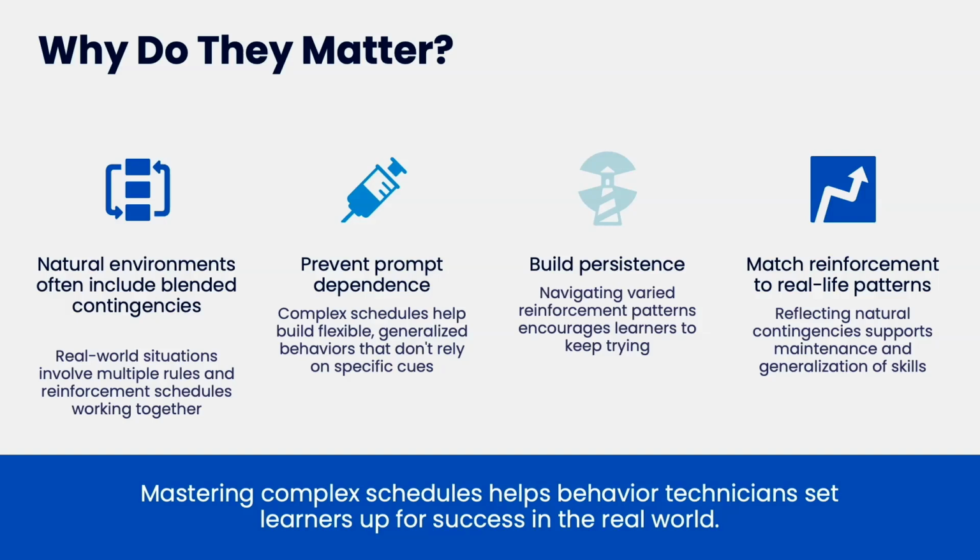A lot of our natural reinforcement contingencies are multiple schedules operating at once, or sometimes one operates and then something changes. We need to produce behavior in these real worlds, so it gets people used to that. They'll engage in behavior without the cues, without reinforcement, which leads to generalization.